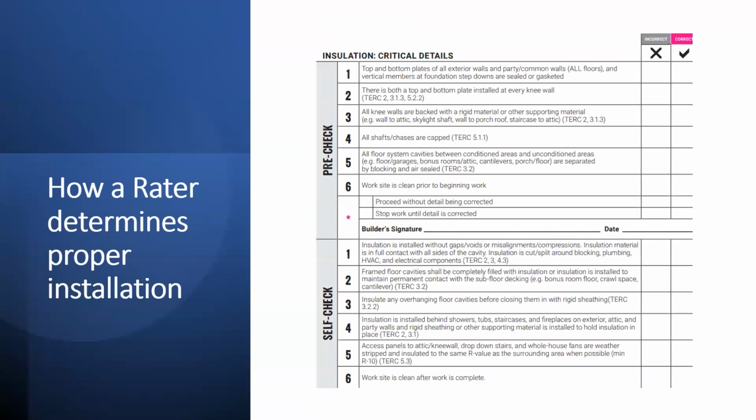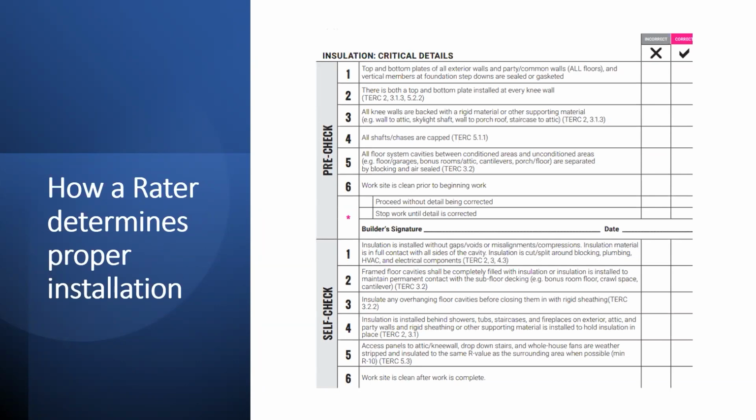Insulation is cut and split around blocking, plumbing, HVAC, and electrical components. Frame floor cavities shall be completely filled with insulation, or the insulation is installed to permanently maintain contact with the subfloor decking or the conditioned side. Insulate any overhanging floor cavities before closing them with rigid sheathing. We keep seeing photos of that not being done.